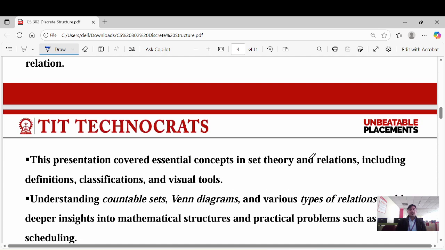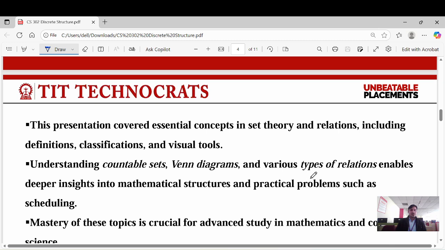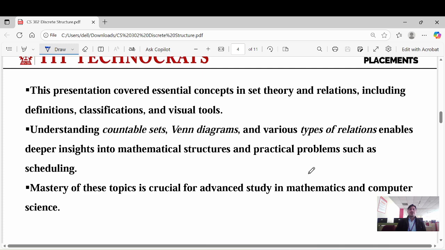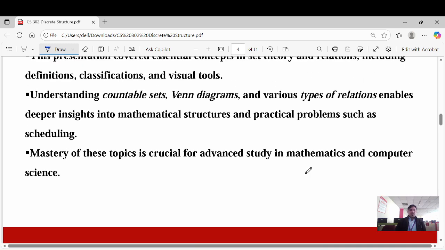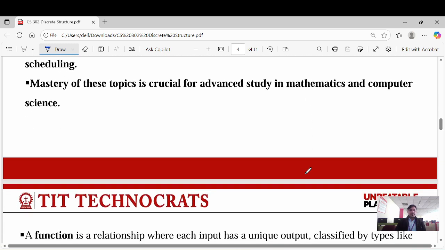This presentation covered essential concepts in set theory and relations, including definitions, classifications, and visual tools. Understanding countable sets, Venn diagrams, and various types of relations enables deeper insights into mathematical structures and practical problems such as scheduling. In Venn diagrams, we represent operations on sets performed on one or two sets, like union, intersection, difference, complement.